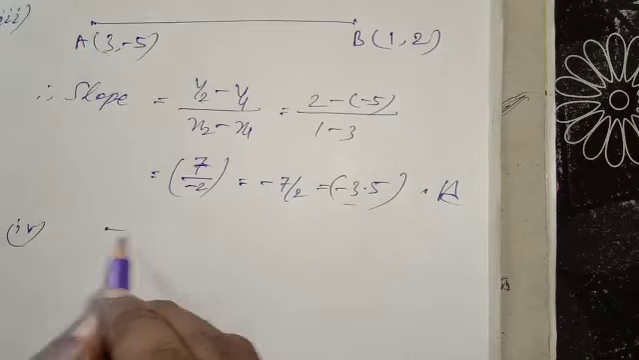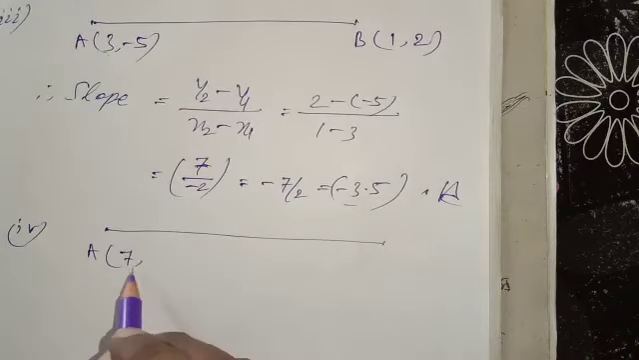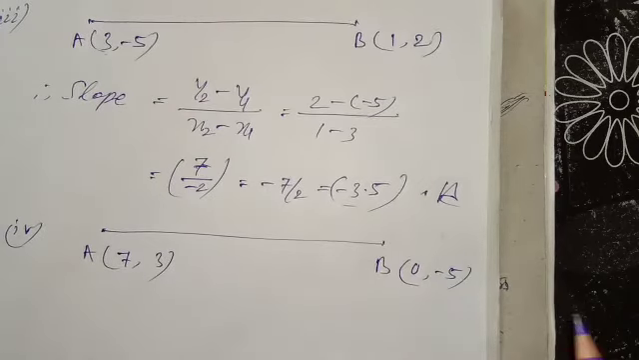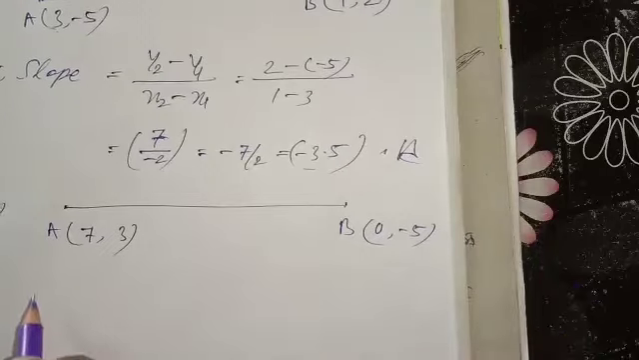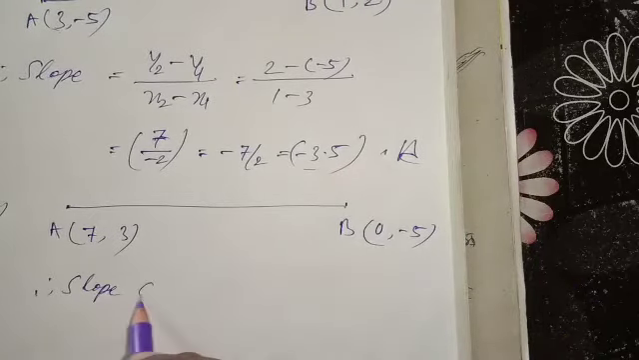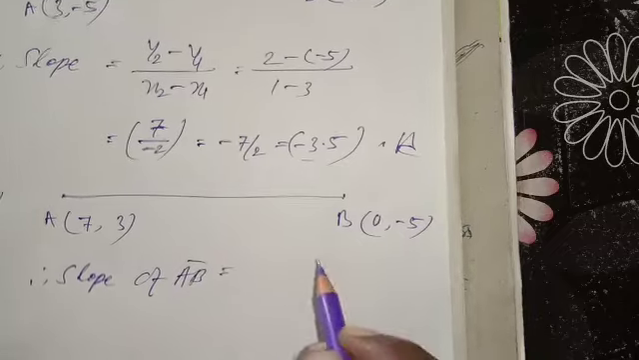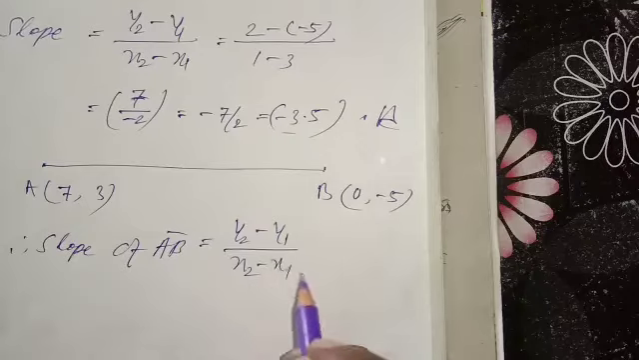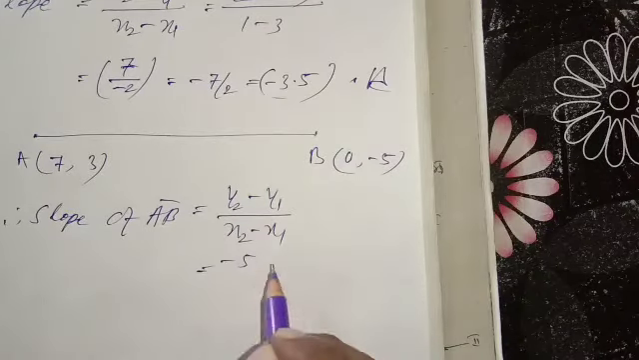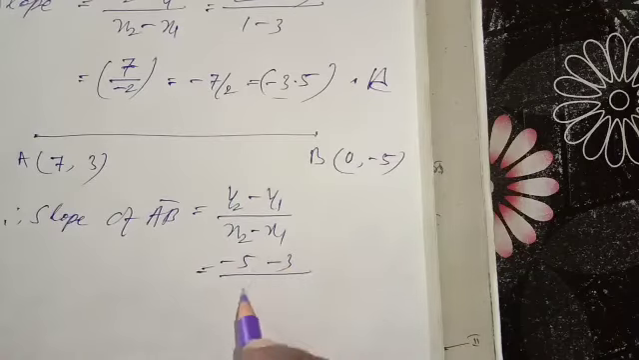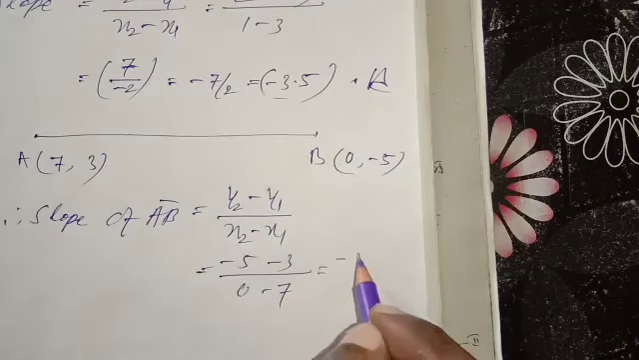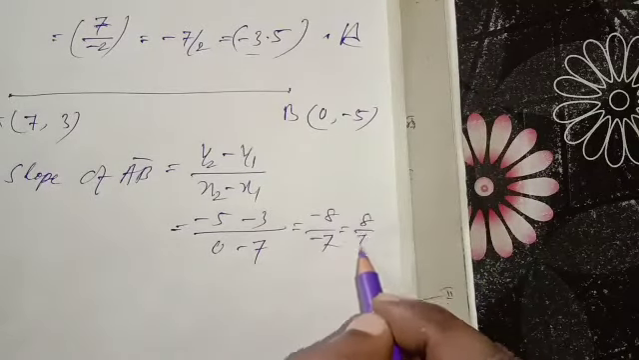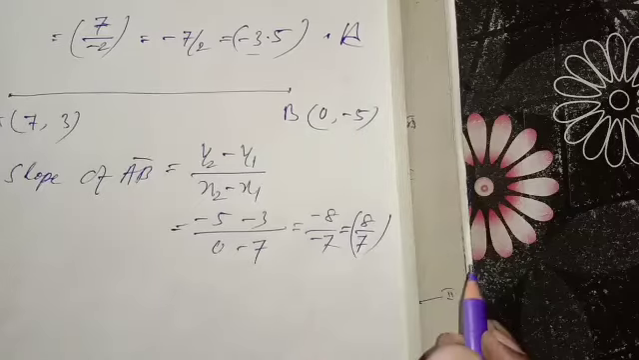It is given, suppose A is 7, 3 and B is 0, minus 5, and you have to find the slope of the line AB. First you have to write the formula, y2 minus y1 by x2 minus x1. Here y2 is minus 5 minus 3 by x2 is 0 minus 7. It is coming minus 8 by minus 7, which is nothing but 8 by 7. So the slope is 8 by 7.